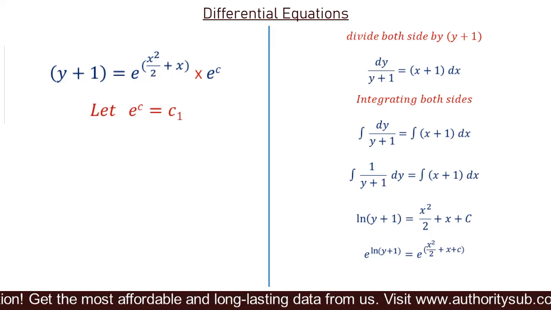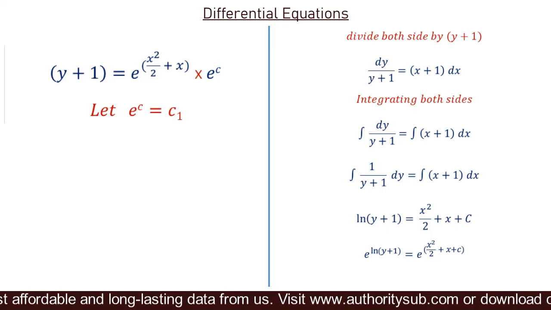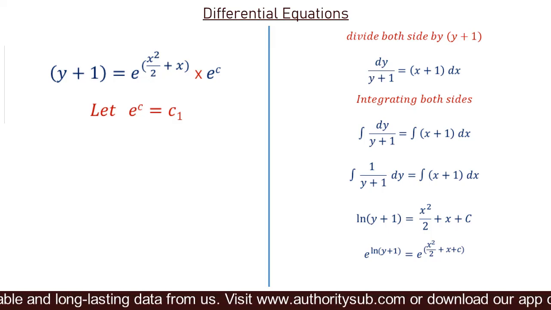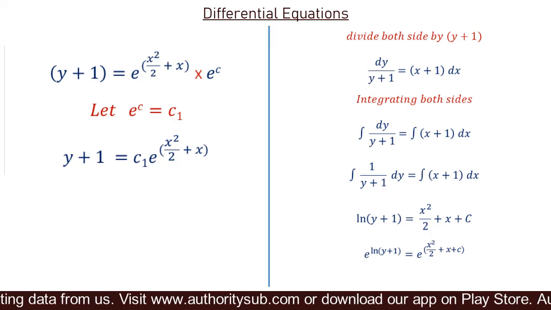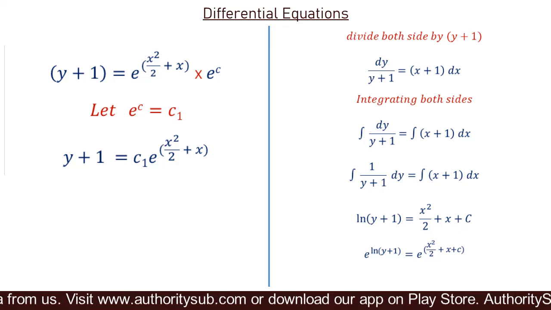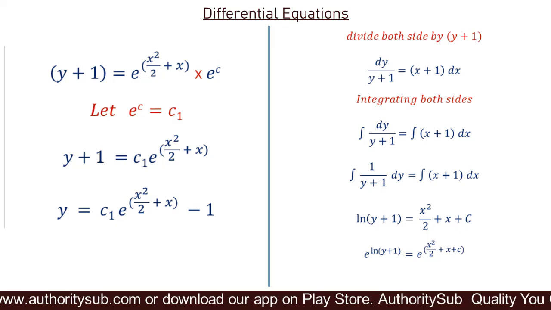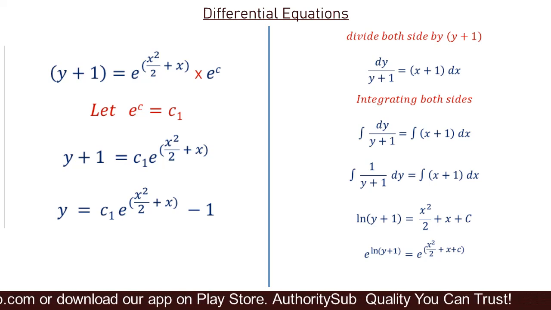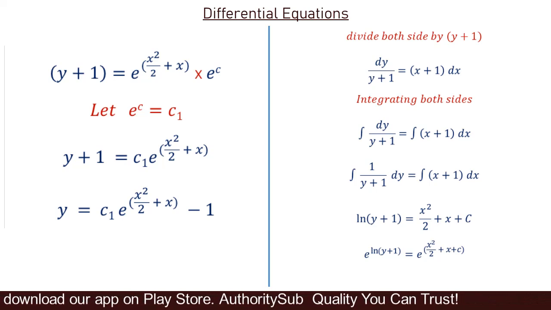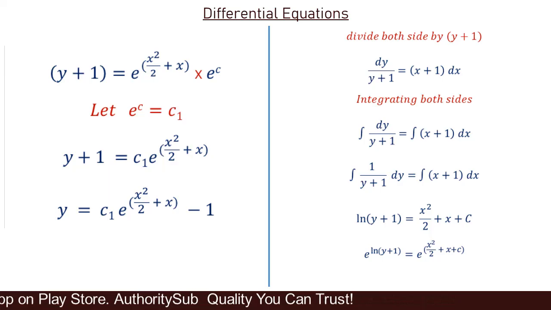Good. So here now we're going to say that let this e raised to the power of c, let's call it a letter c1. So when we call it c1, we are going to have y plus 1 is equal to c1 multiplied by e raised to the power of x squared all over 2 plus x. Are we together? Let's take 1 to the other side. Taking 1 to the other side, we have y is equal to c1 e raised to the power of x squared all over 2 plus x minus 1. Are we together? Yes. So this is the solution to the ordinary differential equation y prime is equal to xy plus x plus y plus 1.